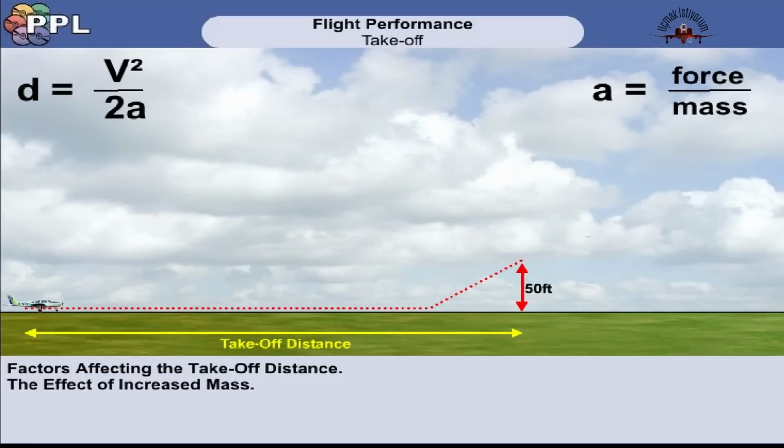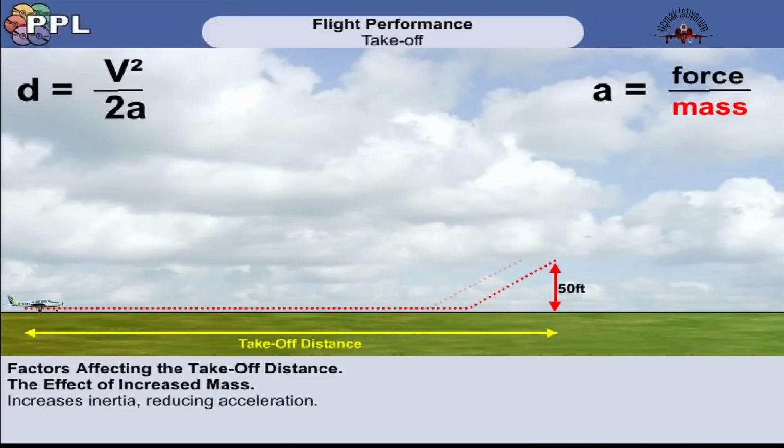Increasing mass has several significant effects on the takeoff. The first is that a greater amount of mass for a given force will reduce the acceleration because it is harder to move a heavier object. This is the effect of inertia. We can see this effect in this part of the formula. So therefore, the takeoff distance will increase.